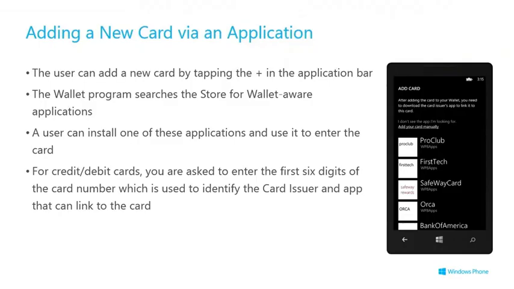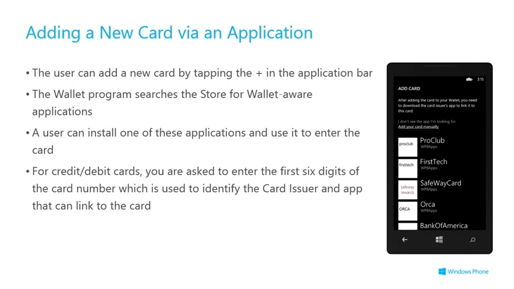So just add a new card. It's simple enough. As so often, you see a little plus sign in the application bar that Andy taught you how to build, and that's where you start adding your cards. Then it searches the Windows Store for wallet-aware applications, because you might add a card, for instance a particular credit card.